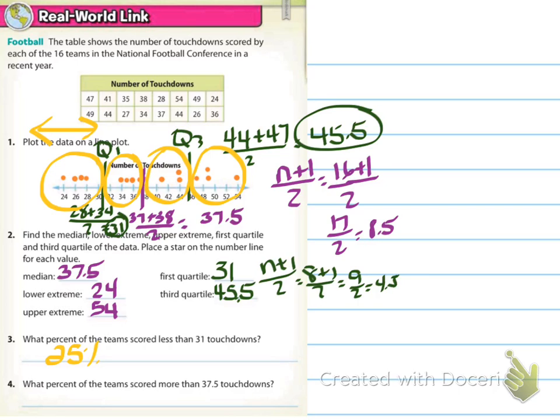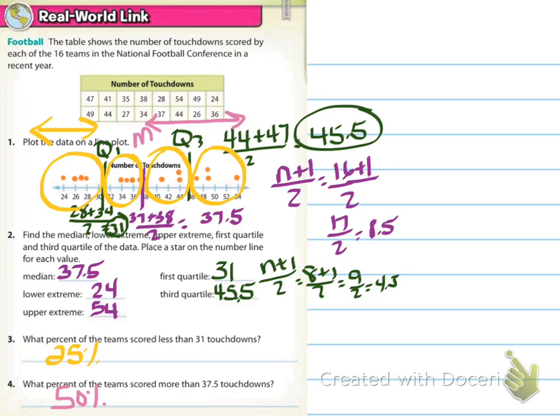Then number 4 says what percent of the team scored more than 37.5%. We found that the median was 37.5%. So this information from here to here is the percent of the data that's above 37.5%. And so that's 50% of the data, showing that more teams scored more than 37.5 touchdowns.